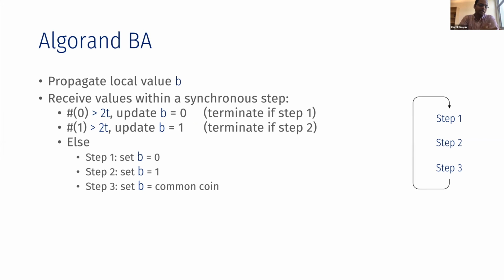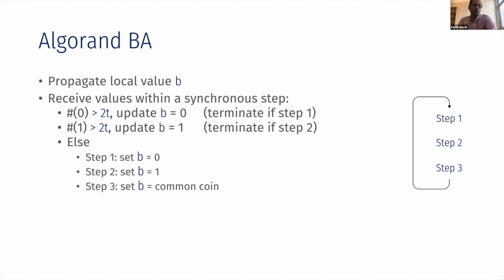So in every step, I will first send my local value to everyone, and then I will simply count the number of votes I receive on any value. If I receive greater than 2t votes on 0, I update B to 0. If I receive greater than 2t votes on 1, I update B to 1. If none of these constraints are satisfied, then at the end of the step, I would set B to a value depending on what step of the protocol I am in.